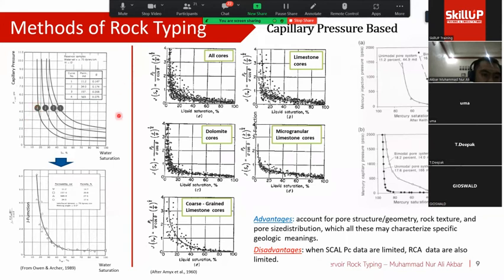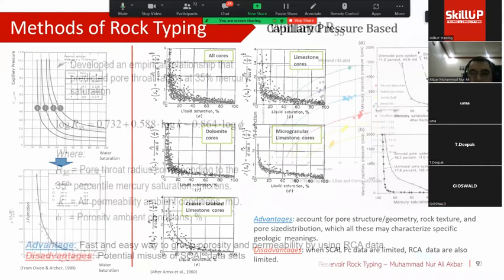In many cases, the capillary pressure is a good tool to make the rock typing, but unfortunately not every single core sample or well that we drill has special core analysis data, especially the capillary pressures. The good thing is that we can create it from the SCAL, which makes it really consistent when we are trying to create the saturation height model and also for predicting permeability. But the disadvantage is that when the SCAL data are limited and the routine core data are also limited, we cannot do this kind of rock typing. Another very common one is Winland R35.